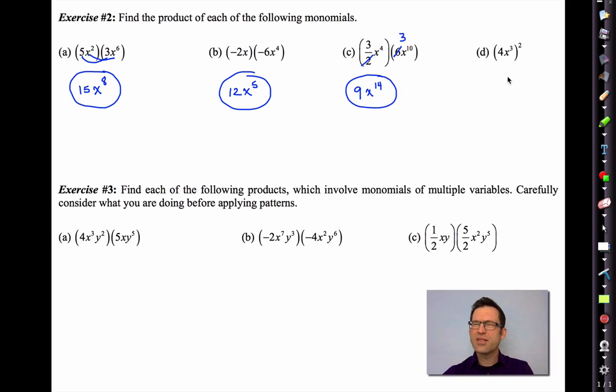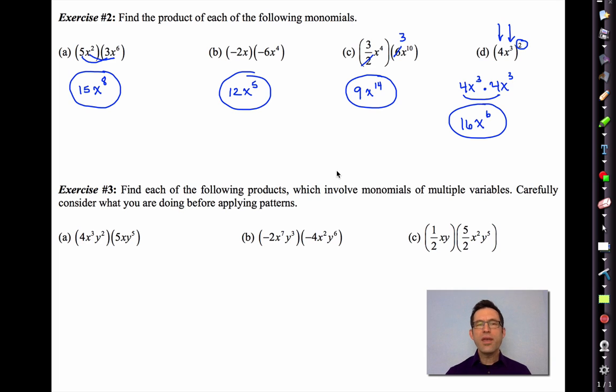All right, and this last one's a bit confusing. But remember, ultimately, if I just ignore the 4x cubed, what it means to square something is to multiply it by itself, right? So that's really 4x cubed times 4x cubed, in which case we have 4 times 4, which is 16, and x to the 3rd times x to the 3rd will be x to the 6th. Notice effectively what I did was I squared both the 4 and the x cubed.